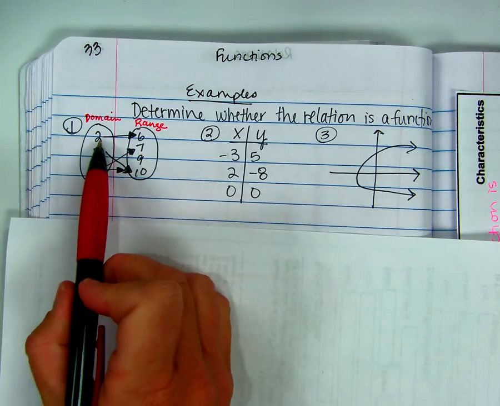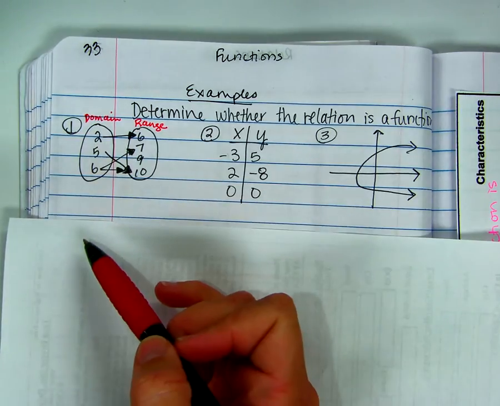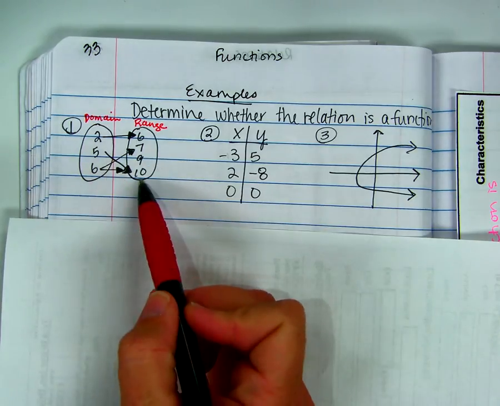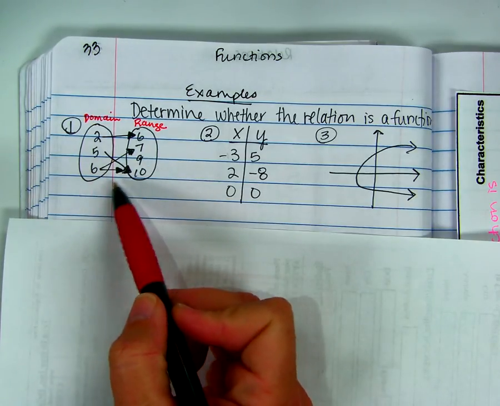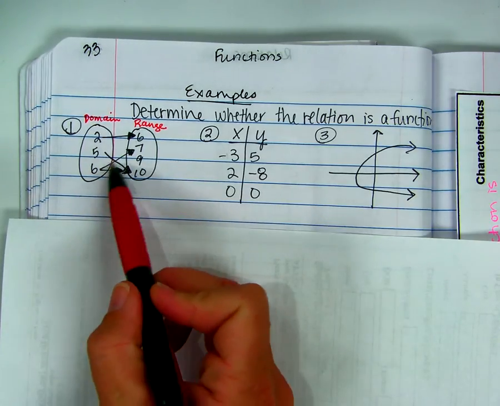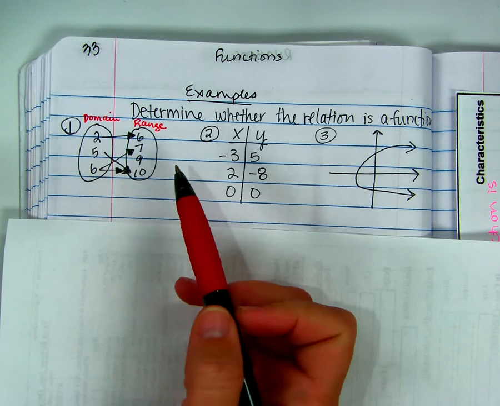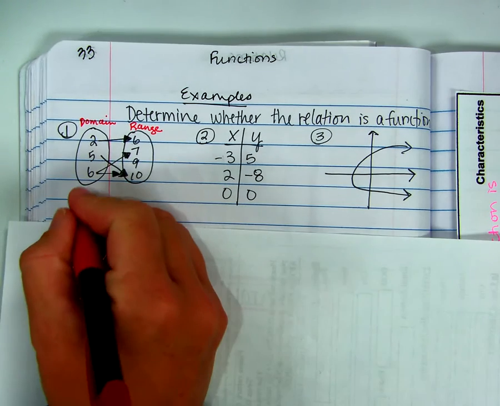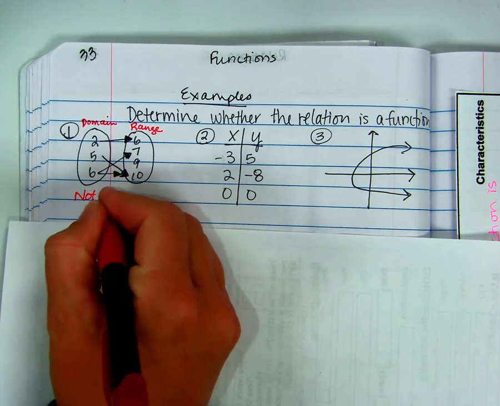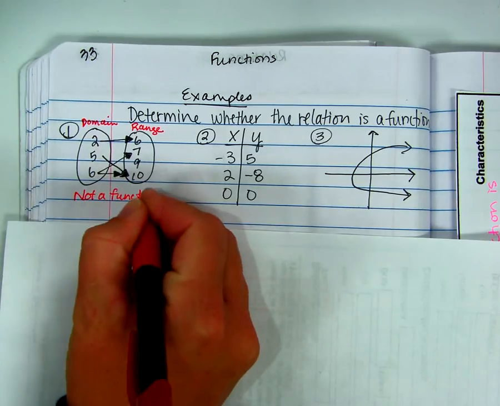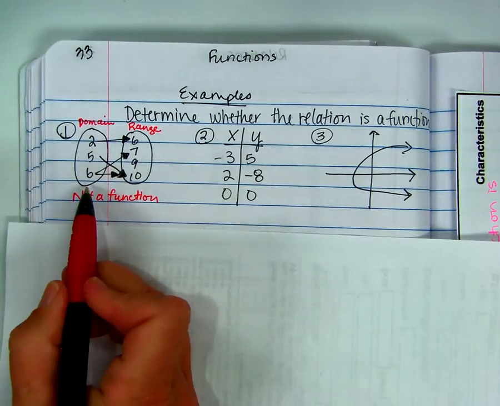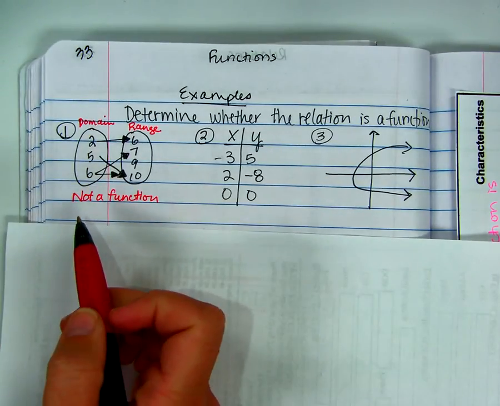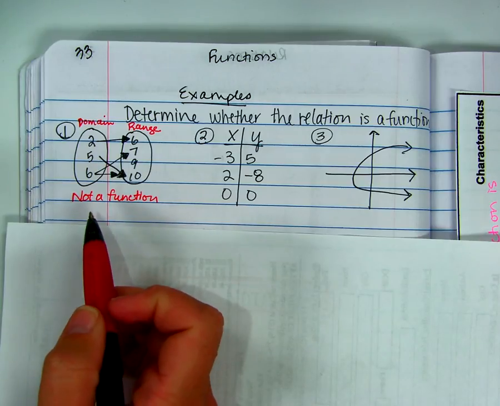When I put in 2, I get out the number 6. When I put in 5, I get out the number 10. When I put in 6, however, I can get the number 7 and the number 10. This is not a function because I have two arrows coming off my domain value of 6. Now, it's still a relation, it's just not a function.